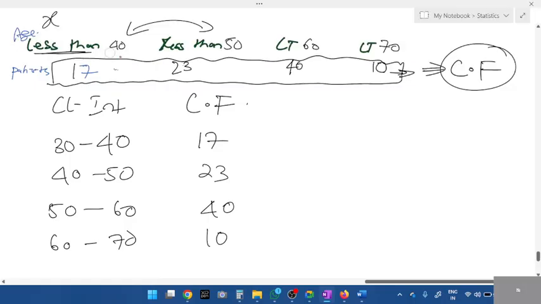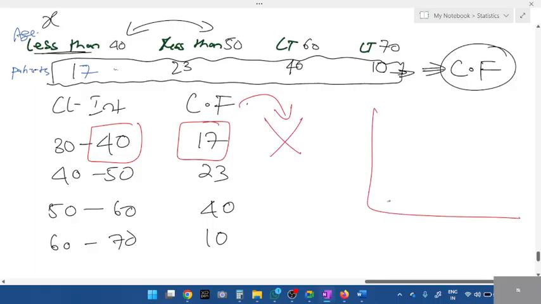For an ogive graph, what are the two values required? Upper value and cumulative frequency. When you're constructing an ogive graph for this less than question, do you need to convert this? Already cumulative frequency is given, right? So you don't need to convert. Take the direct values and solve. This is only for ogive.